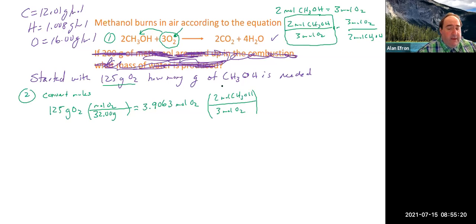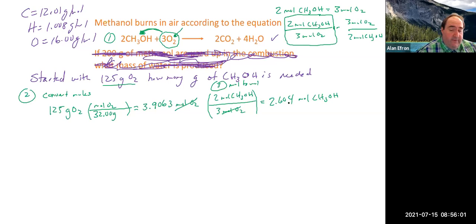This is the big stoichiometry part, or the third part, where we do the mole to mole relationship. That cancels out the moles of oxygen and allows us to successfully convert over to methanol. If we do that, we multiply by 2 and divide by 3. It looks like 2.604 moles of methanol. If we were asked just about moles, we would put a box on it and be done. But here we are looking for grams.